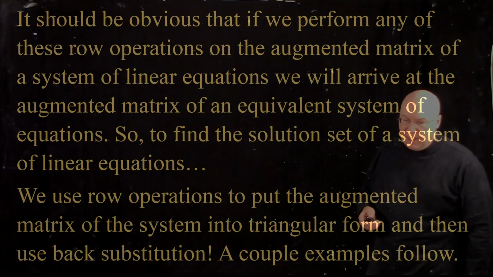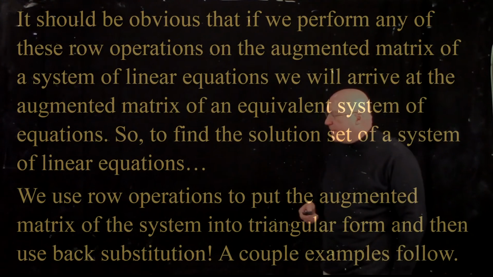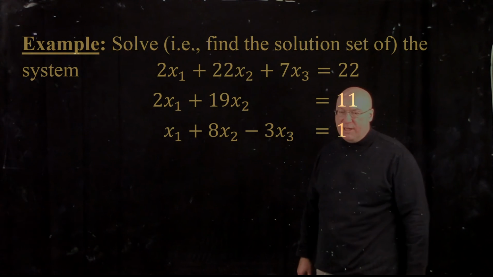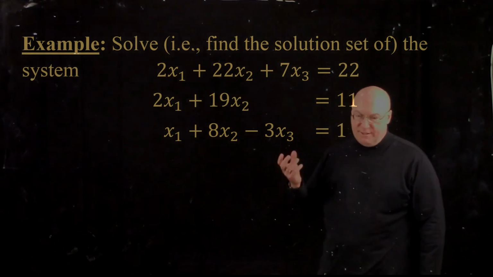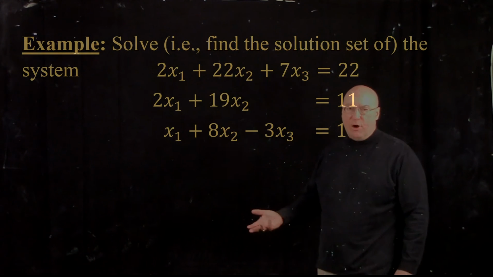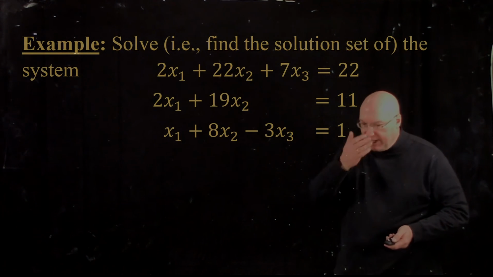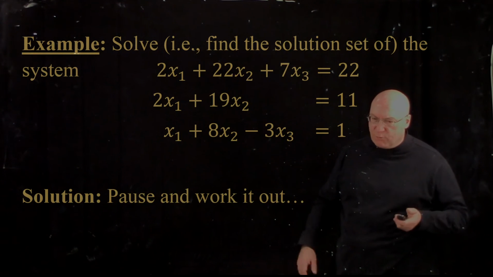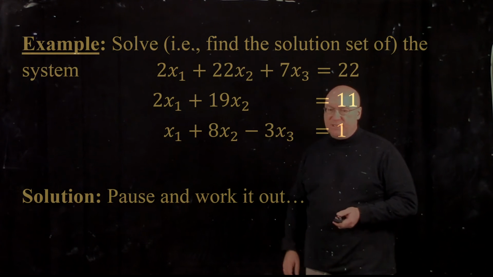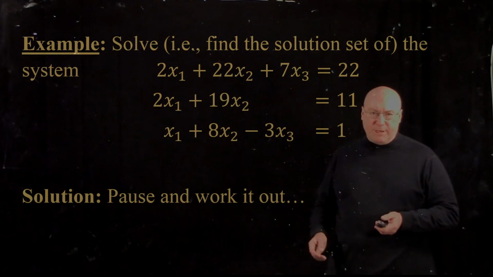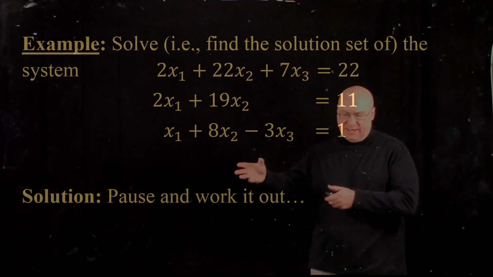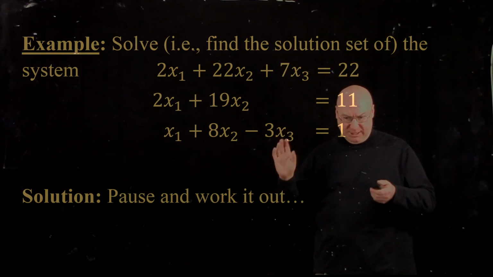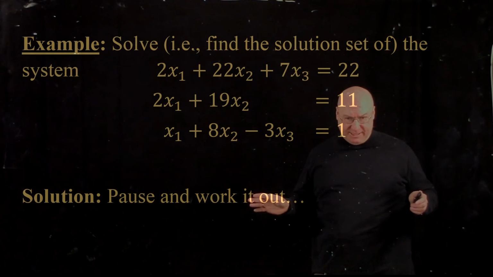All right, so I have a couple examples here. And the first one is, so solve, and that means find the solution set of this system. That's what I mean when we say solve, find the solution set, right? Well, okay, what do I say here? I think I say the solution is, hey, pause and work it out. You really should pause me and see if you can do this one. Write down the augmented matrix. Do your row operations. Get it in triangular form. Back solve and get an answer. So please stop me and do that.